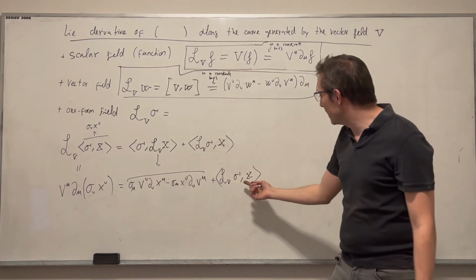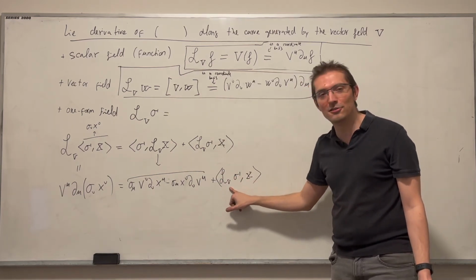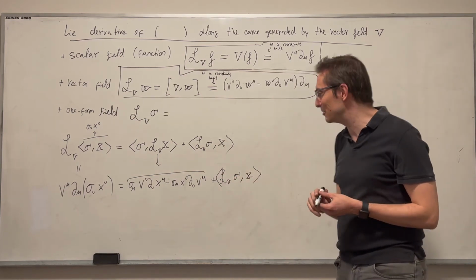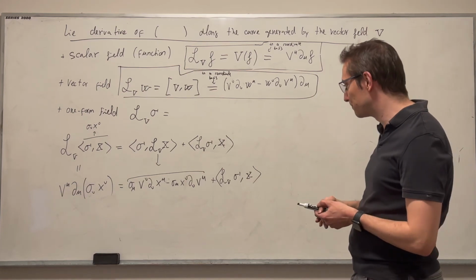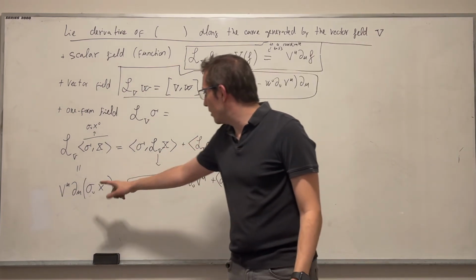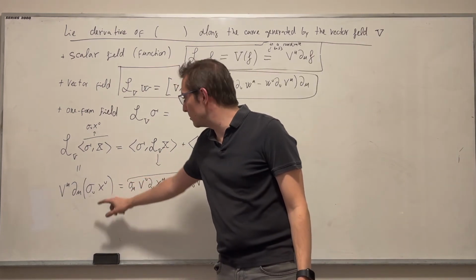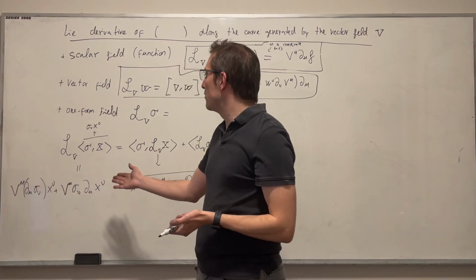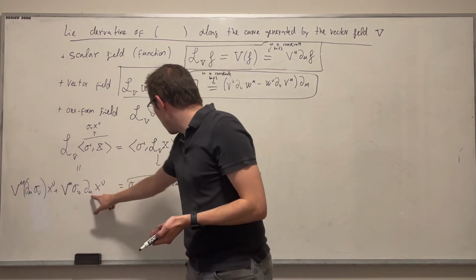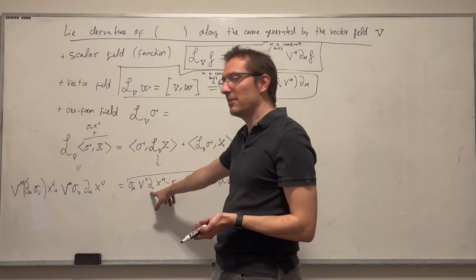And finally, I get the one that contains the only thing that I don't know, which is what I want to know, the Lie derivative of sigma with respect to V. Okie dokie, what we're gonna do now is use Leibniz rule to expand this derivative, so like this. And then we realize that this term and this term are actually the same, aren't they?